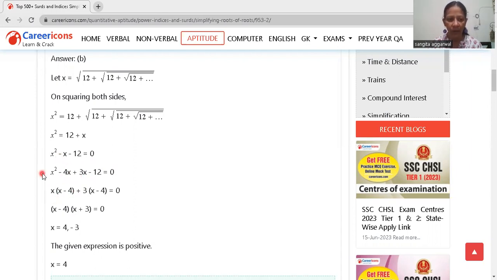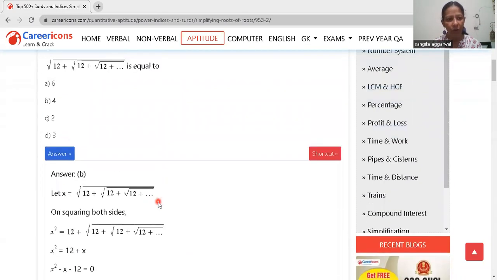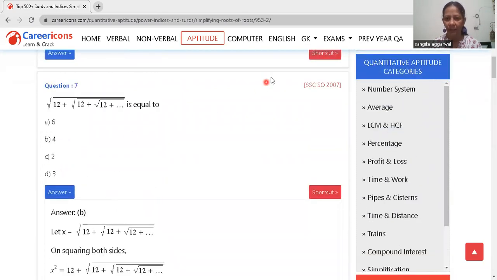So now here x you will take out, and then x minus 4. Then in the bracket plus 3 you will take out. Then here x minus 4 is equal to 0. So x minus 4 and x plus 3 is equal to 0. x is equal to 4. So you have to take the positive term. So here x is equal to 4. So your correct option is B here.